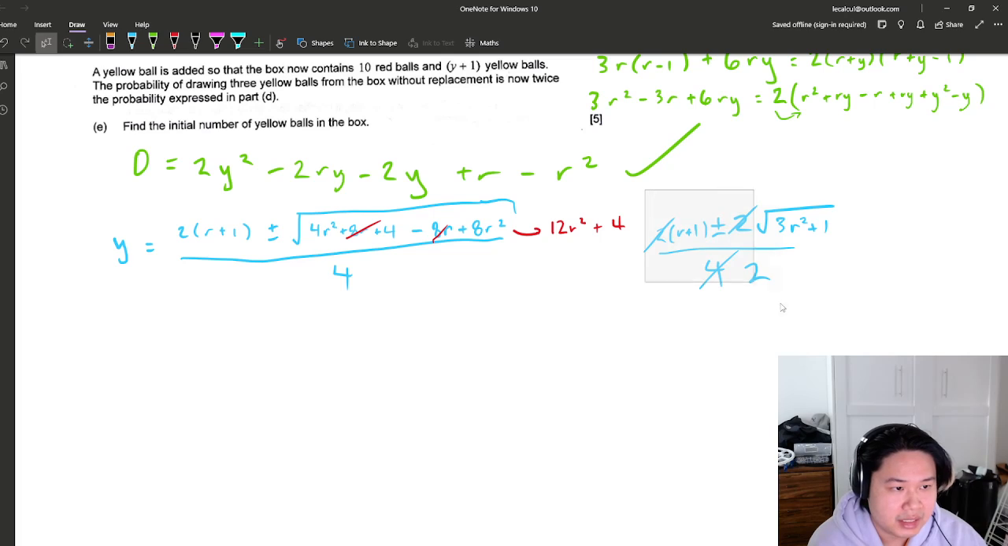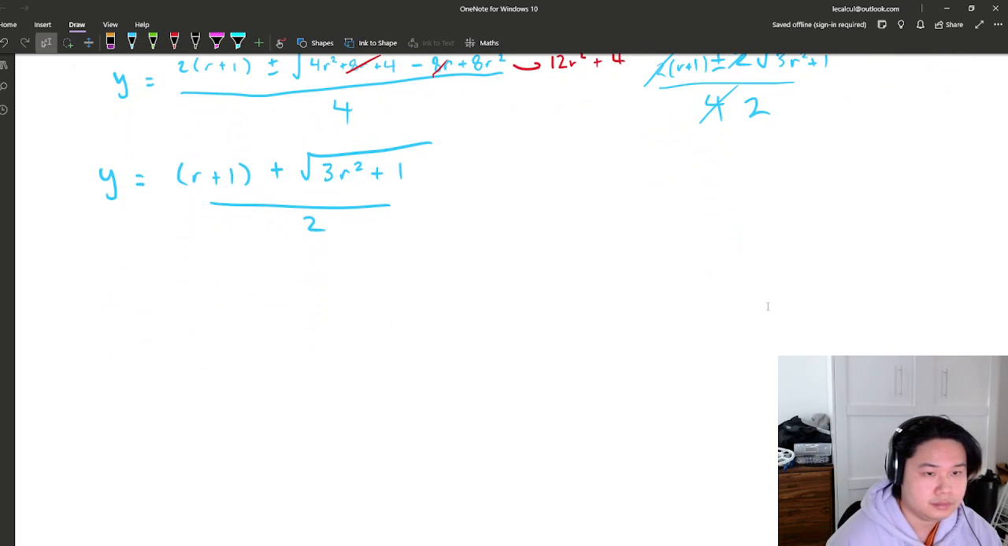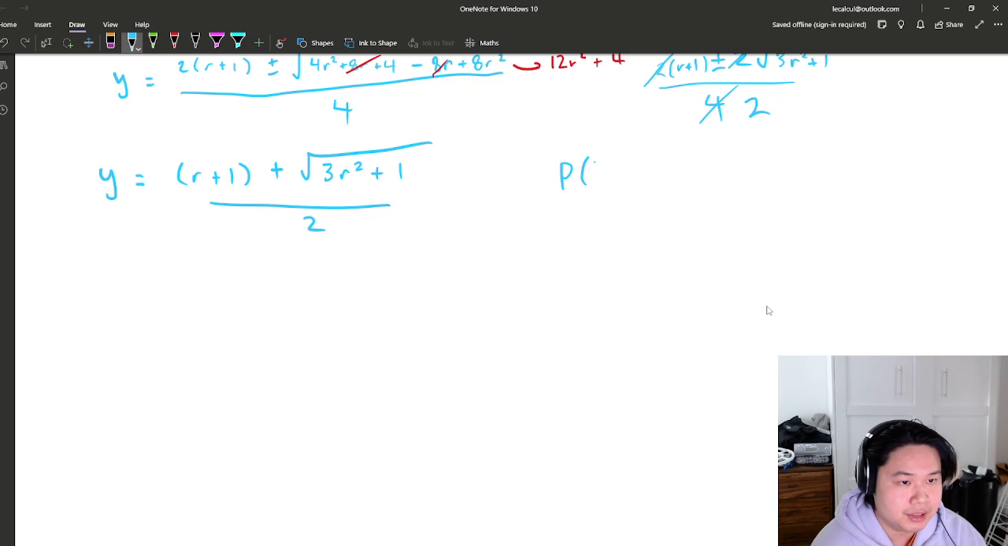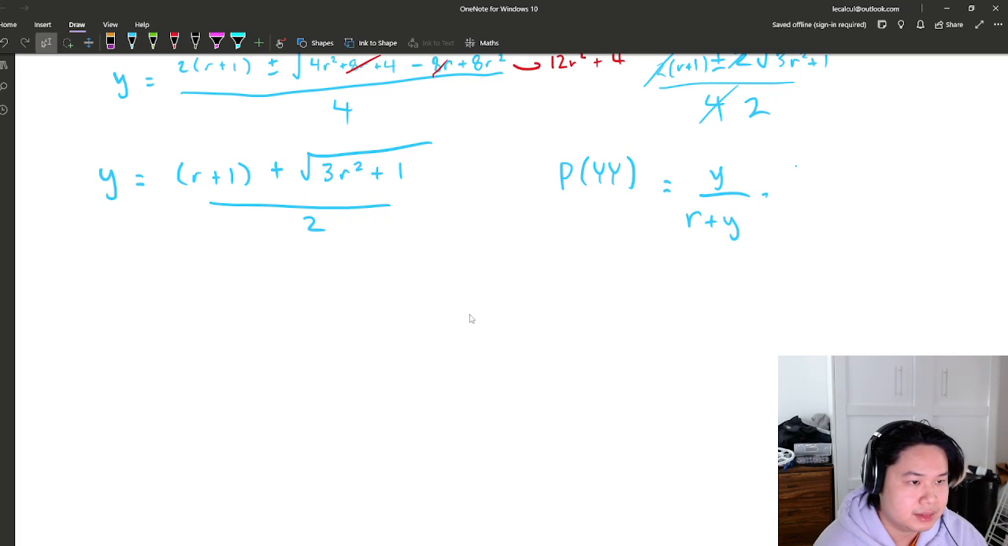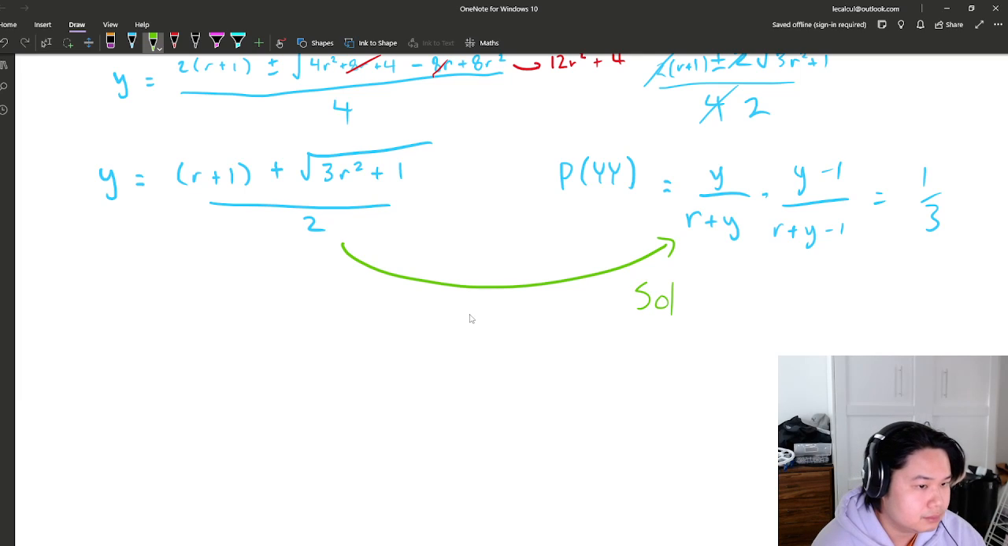Okay, so now that we know that this is the answer for y, we are going to find an equation using y and r, and then we'll substitute y with this expression and make that equal to 1/3 and probably solve that. So the probability is y over r plus y times y minus 1 over r plus y minus 1. And this needs to equal 1/3. And then we are going to take this y, put it in this expression, and then solve for y.